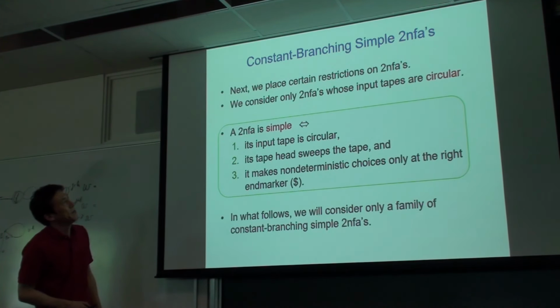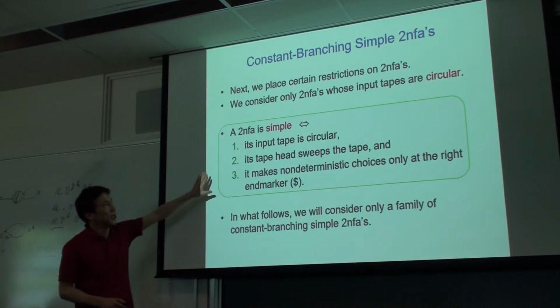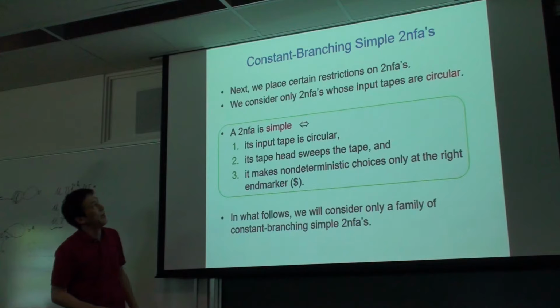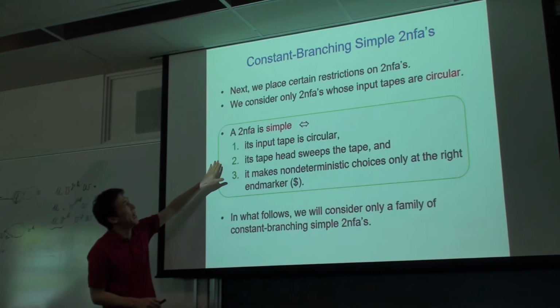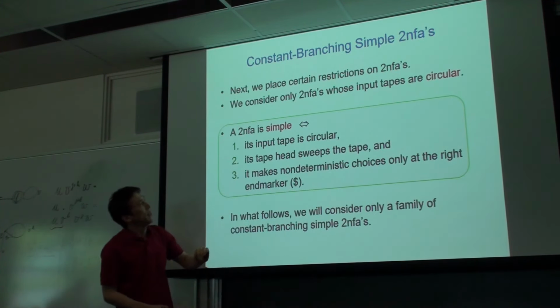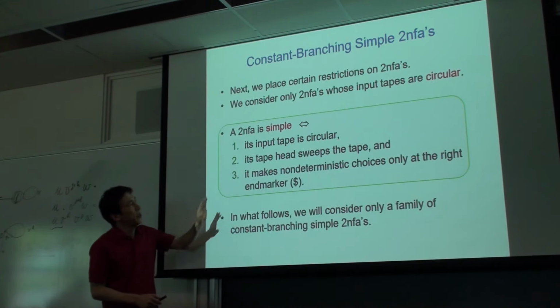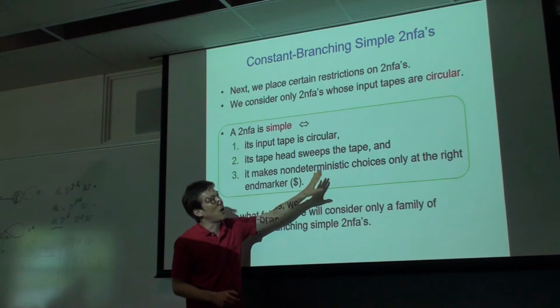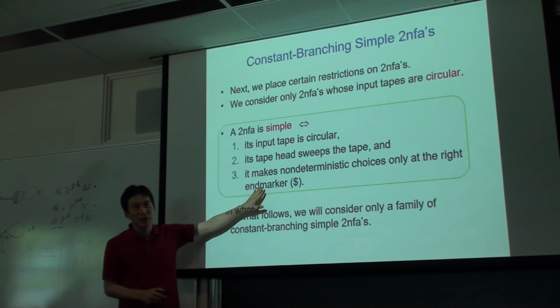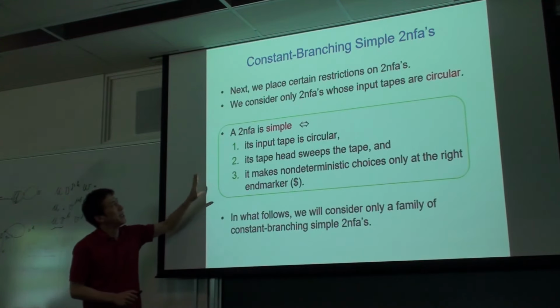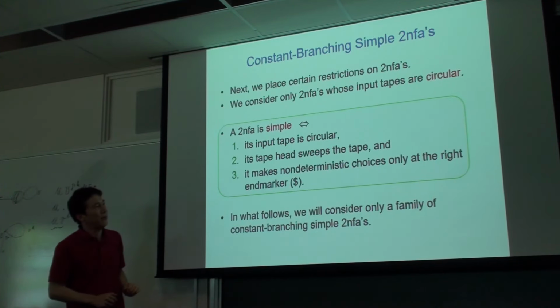Now, well, from here, I'm going to consider the simple 2NFA. The simple 2NFA has the circular tape, and the head always sweeps the tape, and it makes non-deterministic choices only at the right end marker, not at the other places. So this is the simple 2NFA.